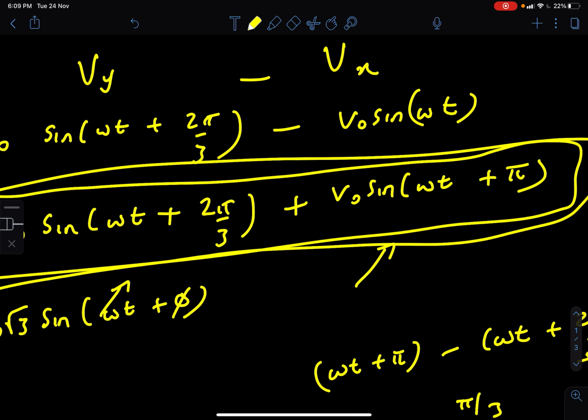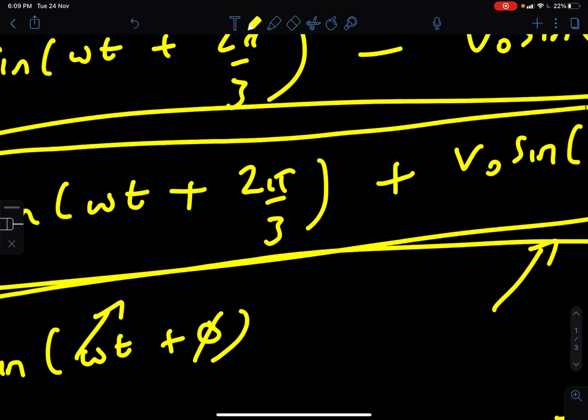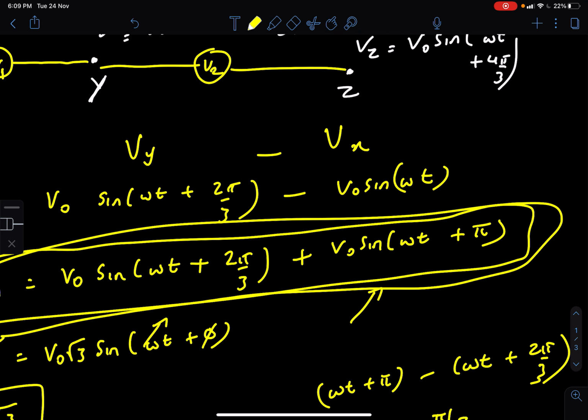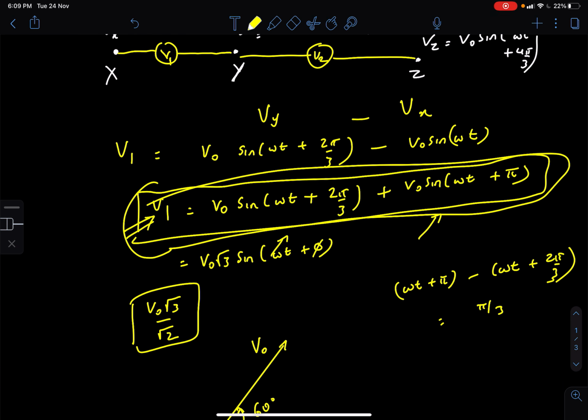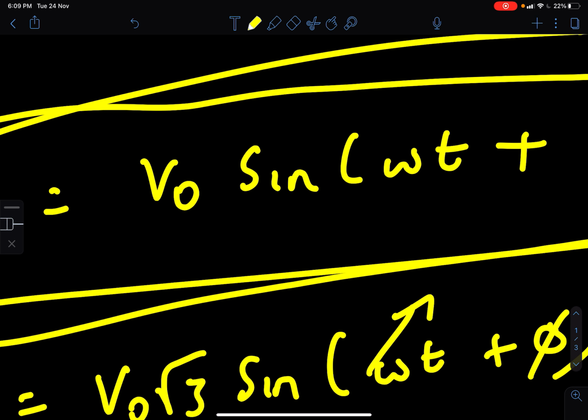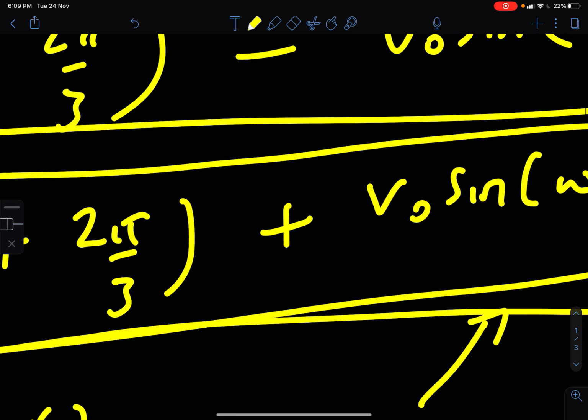Now it's like addition of two sine functions. One sine function having a phase of omega t plus 2 pi by 3, other sine function having a phase of omega t plus pi. Now adding the two sine functions is like adding the two vectors. Here the magnitude of the vector is the amplitude of the sine function. The first sine function has an amplitude of v naught. The second sine function also has an amplitude v naught. So the magnitude of the two vectors will be v naught and v naught.